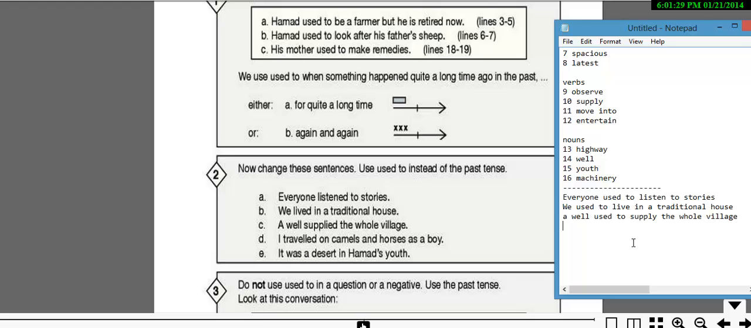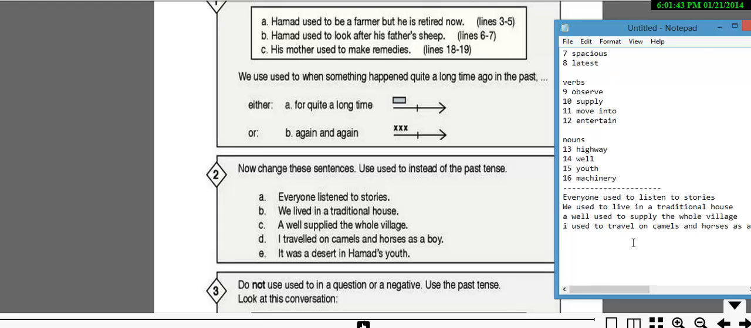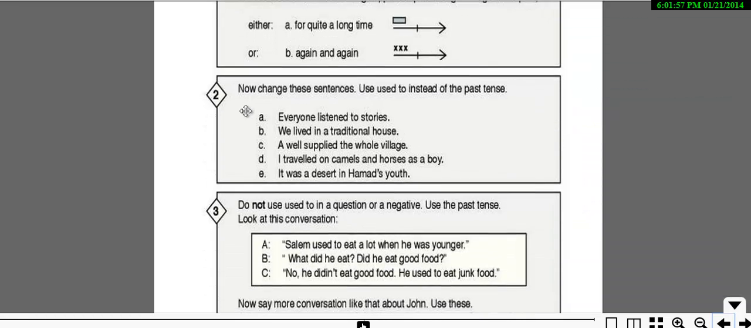And I traveled on camels and horses as a boy. I used to travel on camels and horses as a boy. And then it was a desert in Hamid's youth. It used to be a desert in his youth. Now let's move on to the next part, which is part 3.